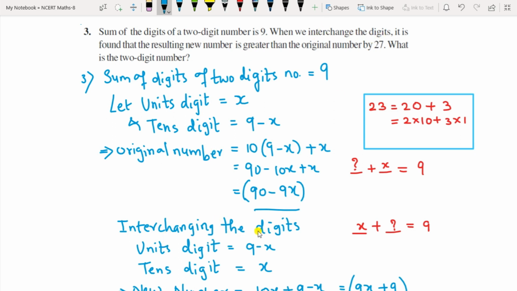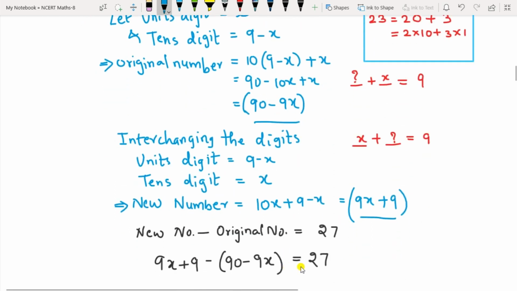So on interchanging the digits, the unit digit becomes what was before the tens digit. You have to write it in the unit digit, that is 9 minus x, and the tens digit will become x. So the new number becomes what?